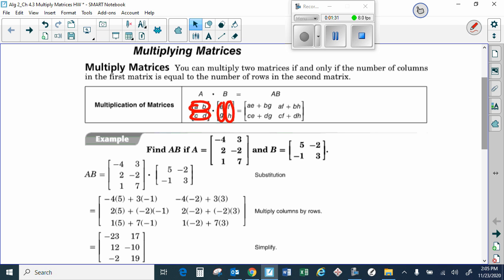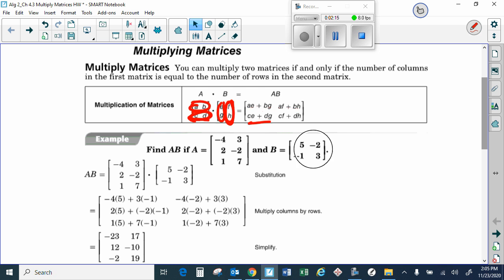I take the first row and multiply by the first column of the second one, and that gives me spot 1, 1. To find spot 1, 2, row 1, column 2, I take the first row by the second column. That's why it says AF plus BH. To find the second row and first column, I take the second row and the first column. That's why I say C times E plus D times G. And to find element 2, 2, I take the second row by the second column. That's why I say CF plus DH.